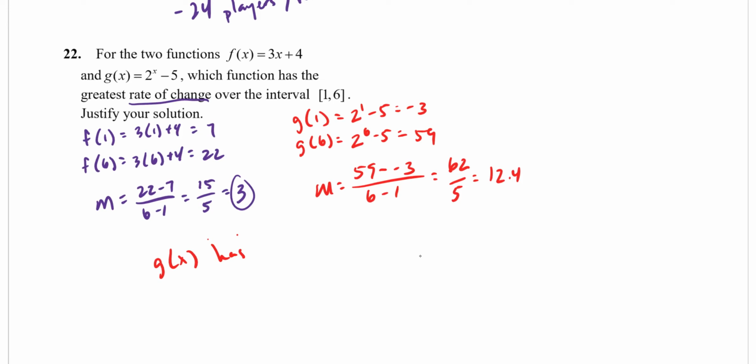G of x has a greater rate of change. Technically, we didn't even have to do the math because we know that an exponential function will grow faster than a linear function, so we could have said that because it's exponential, it's going to grow faster over that interval from 1 to 6.